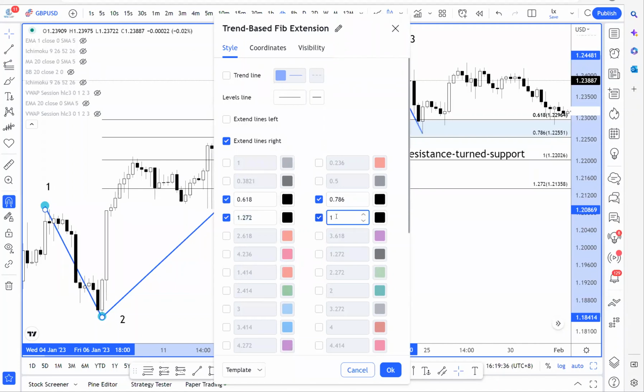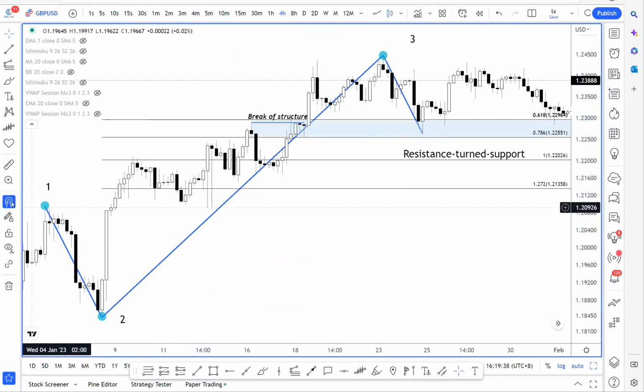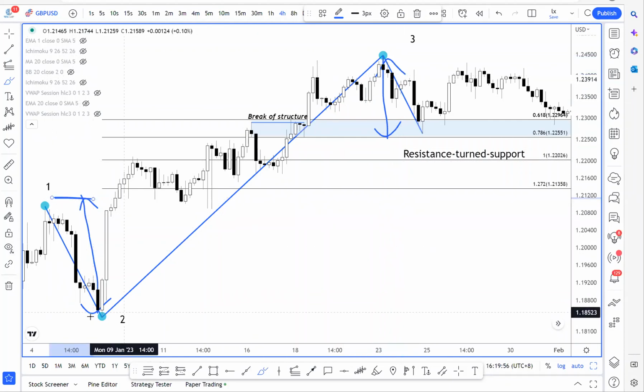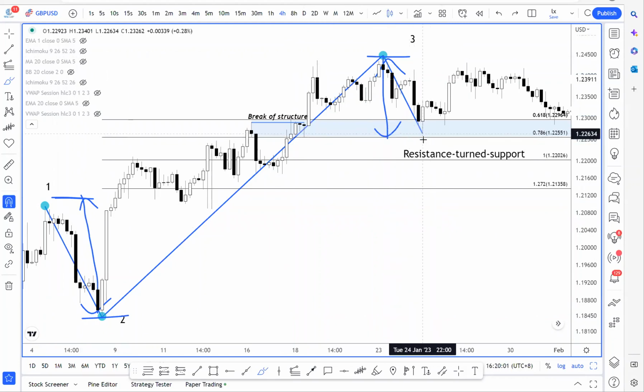The 100% extension, what this means is that the price movement from point 1 to point 2, this range over here, would be the same as the price movement from point 3 to the ending point. If it's 100%, it just means that this range from point 1 to point 2 is the same as from point 3 to the lowest point. So these are the different extension levels.